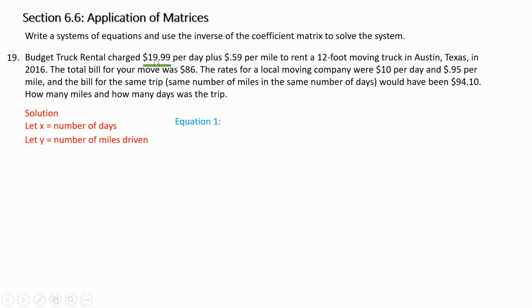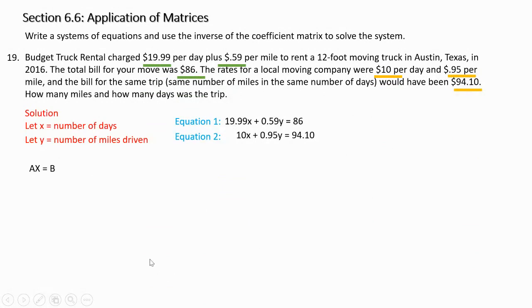Let x be the number of days and y be the number of miles. So I'll have 19.99x plus 0.59y equals 86. For equation 2, it's going to be 10, and that'll be my x, that'll be my y, and that'll be my constant. So I'll have 10x plus 0.95y equals 94.10.